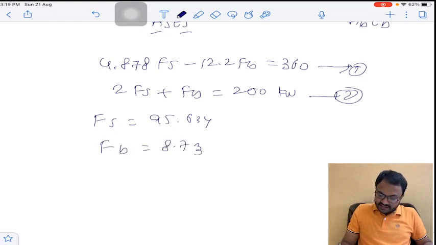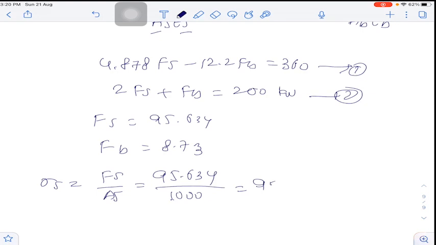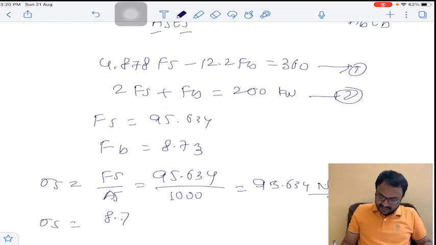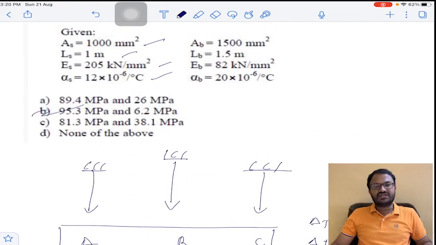Now stress in steel is equal to force in steel divided by area of the steel bar. 95.634 divided by the area of steel, which is 1000, it will become 95.634 Newton per mm square, or in MPa. And sigma b is equal to 8.73 divided by 1500. It is in kilonewton, so multiplied by 1000, you will get 6.2 MPa. So the answer is somewhere around option B for the last question.